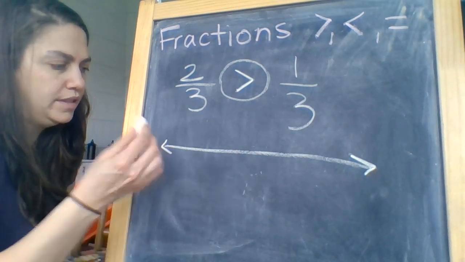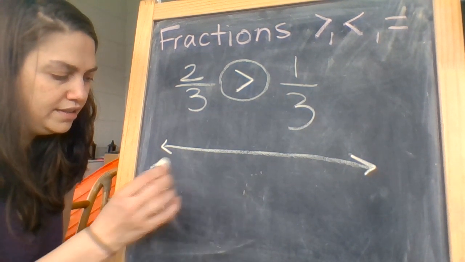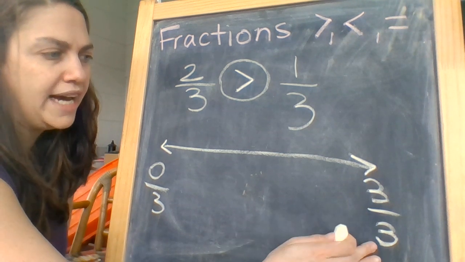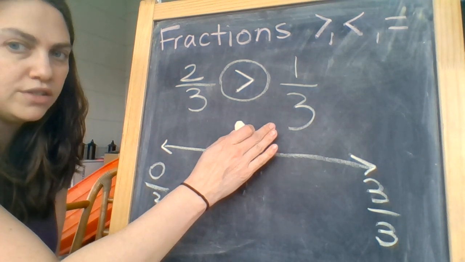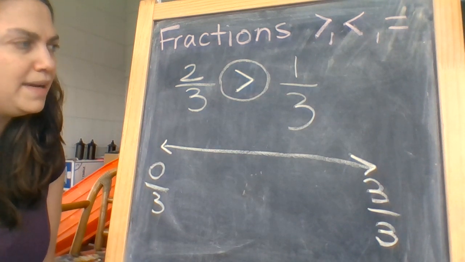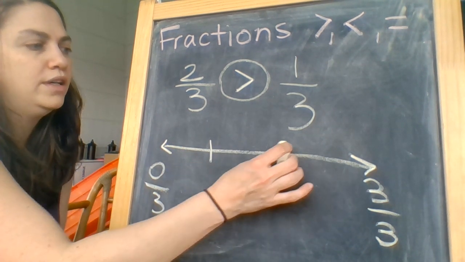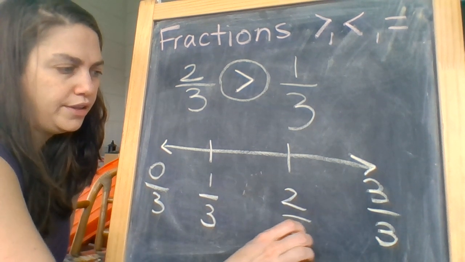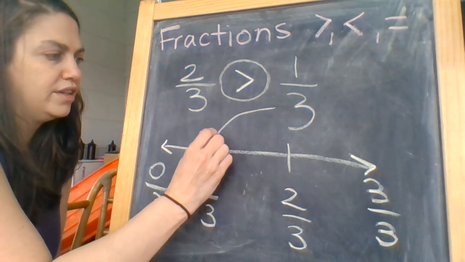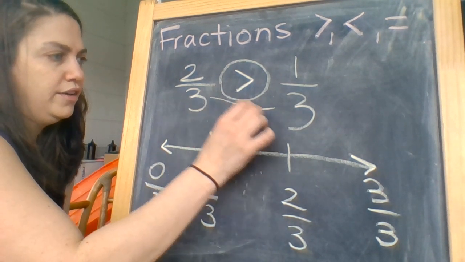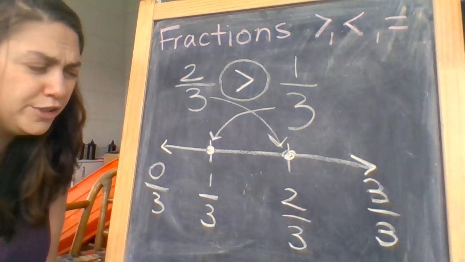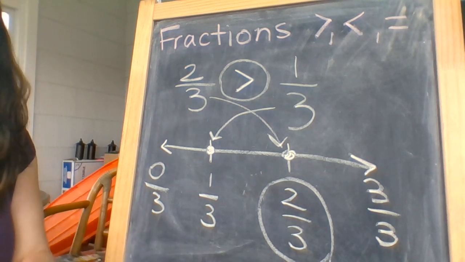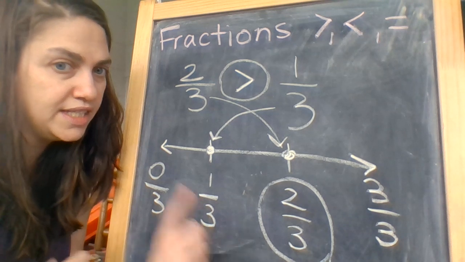Here's my number line. Here is 0/3. Here is 3/3. Because remember, a whole is 3 out of 3 because my denominator is 3. It's how many pieces are in one whole. So I'm going to split my line into thirds. 2 lines. 1, 2. 1/3, 2/3. Here's where this fraction goes. And here's where this fraction goes. Which one's greater? 2/3. Let's look at another one. This time I'm going to compare it using a picture instead of a number line.